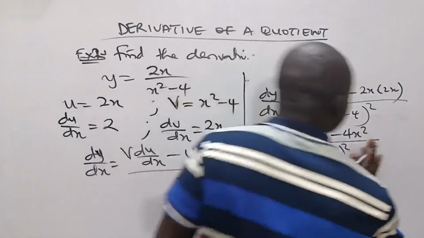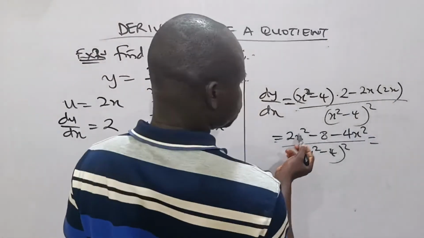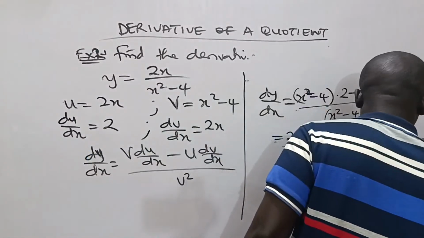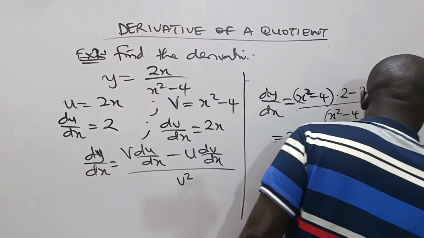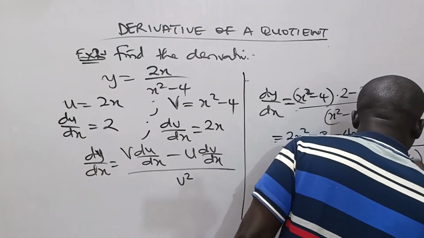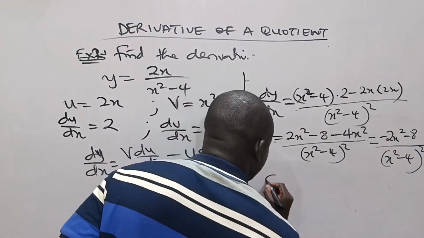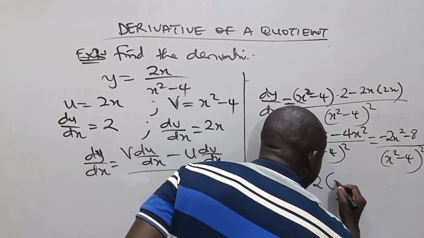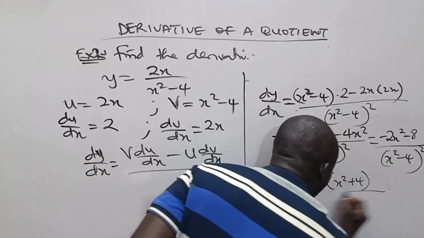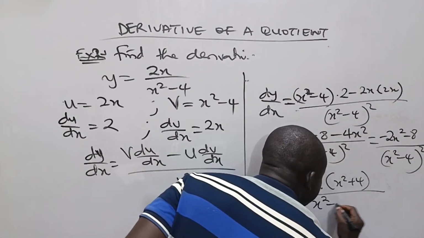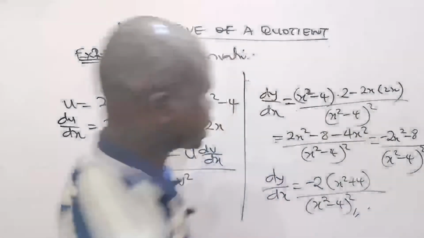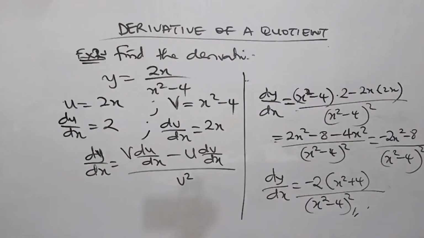It's not compulsory to open up the denominator. 2x squared minus 4x squared will be minus 2x squared minus 8, all over x squared minus 4 all squared. So finally, dy/dx will be, with minus 2 coming out, x squared plus 4 all over x squared minus 4 all squared. That is what we are going to get as our final answer.